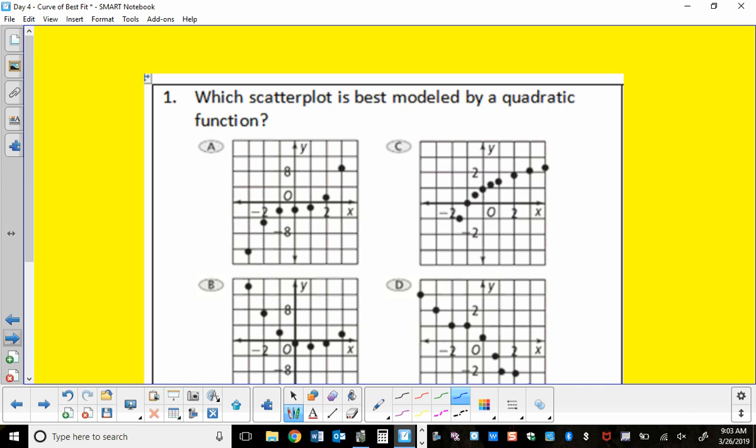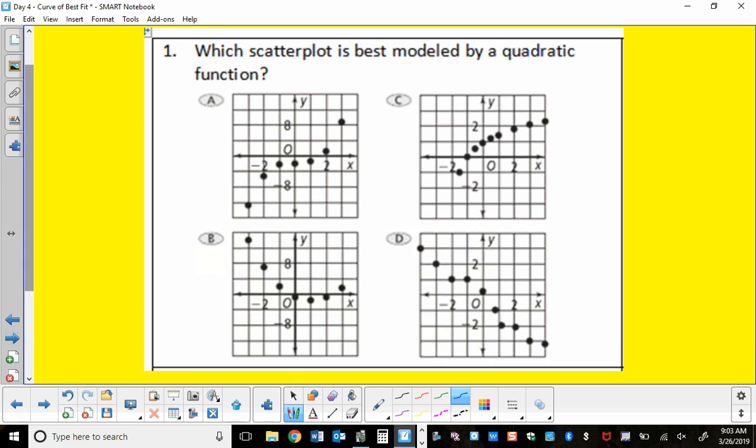All right, take a look at number 1. Which scatter plot is best modeled by a quadratic function? Quadratic is going to be x squared, so that means it looks like a parabola. Okay? If I were to sketch these graphs, would A be quadratic?